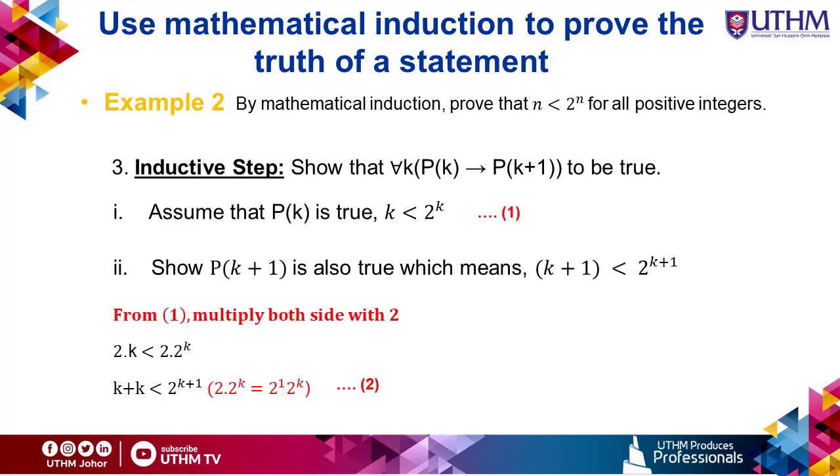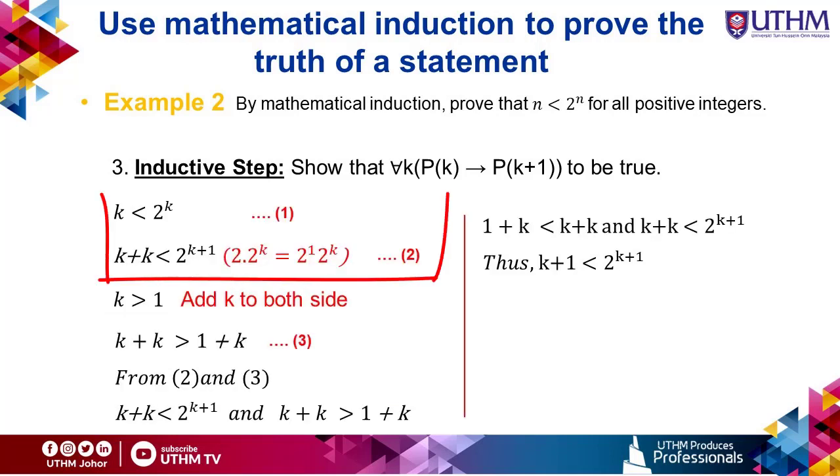To show that Pk plus 1 is true, we replace n with k plus 1 as shown on the slide. From the first expression, we multiply 2 on both sides. Please note that 2k is the same as k plus k and not k multiplied by k. If k is multiplied by k, it will give us k to the power of 2, and this does not tally with the 2k. Now, let us label this equation as the second expression.